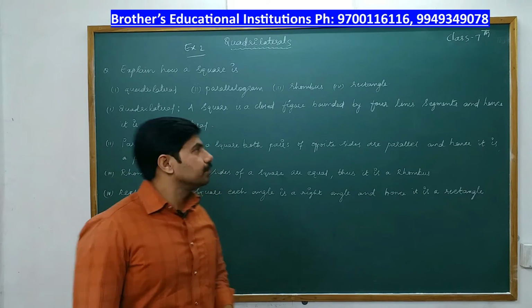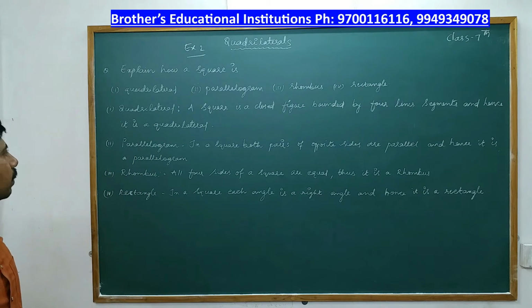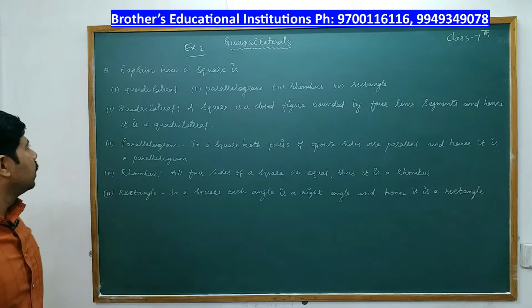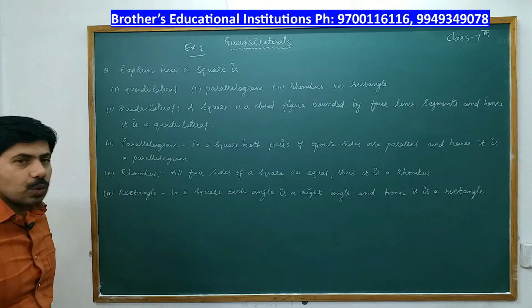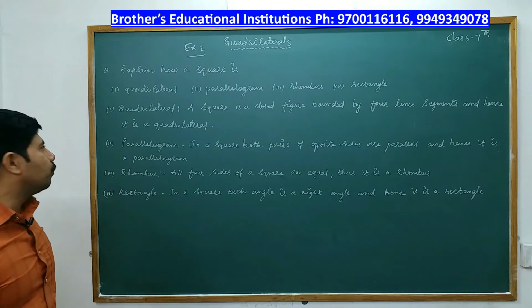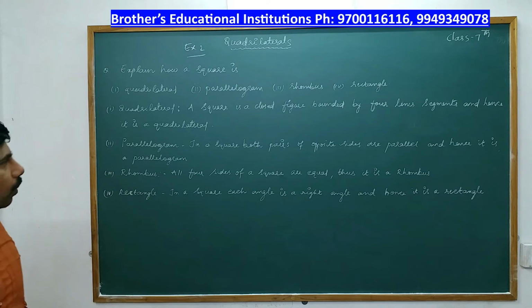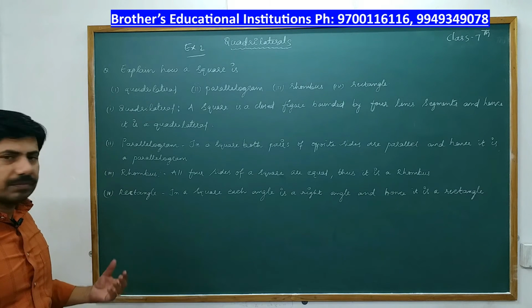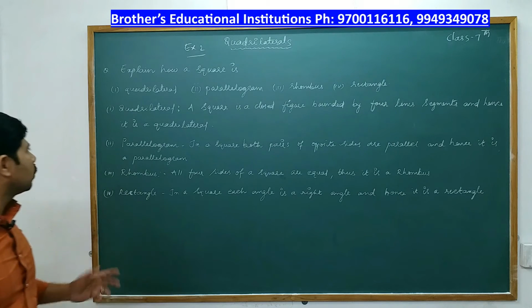So next one, explain how a square is a quadrilateral, and then we have to explain how it is a parallelogram, rhombus and rectangle. Now, how is a square a quadrilateral? A square is a closed figure bounded by 4 line segments, so it is a quadrilateral because in a square all sides are equal and we have 4 line segments. So that means a square is a quadrilateral.